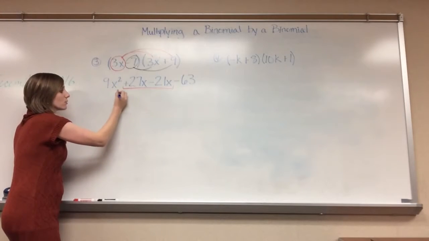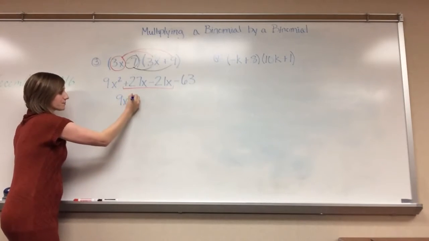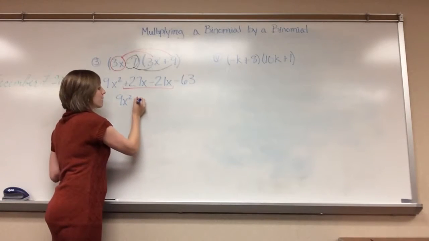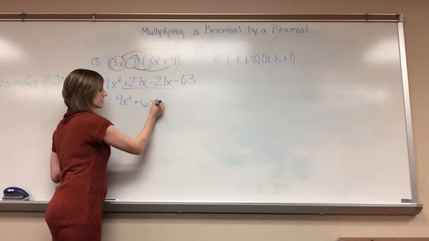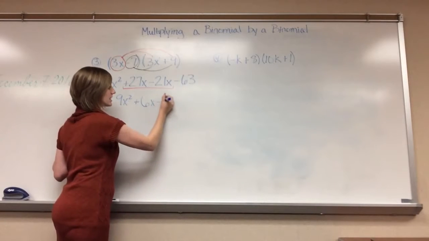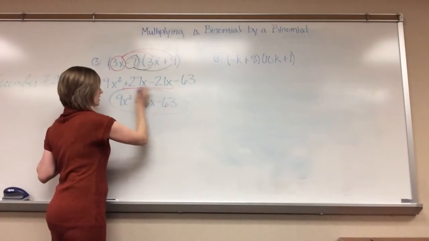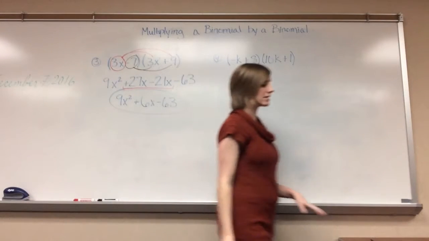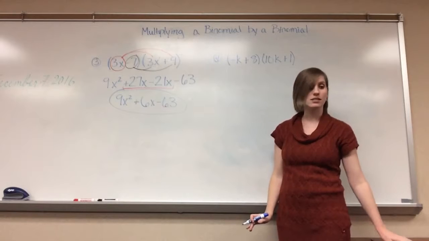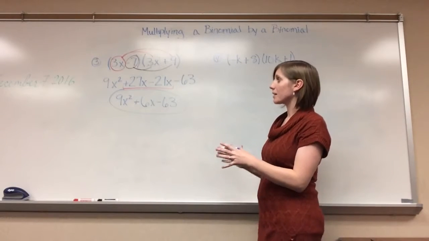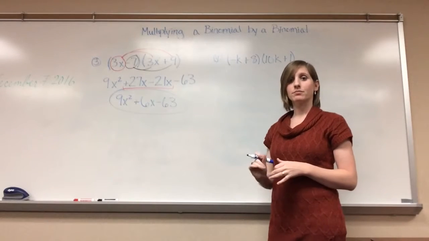My 9x squared is going to stay the same. 27x minus 21x is positive 6x. The minus 63 stays the same. This is our answer. 9x squared plus 6x minus 63 is the solution. All right, I can't change this. There's nothing else I can combine, so we are done.